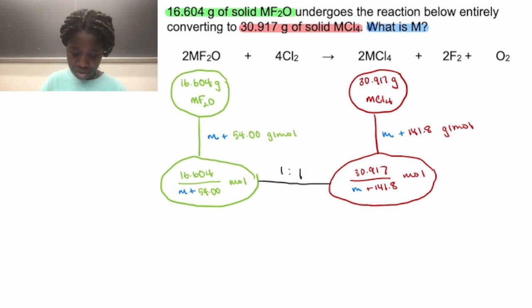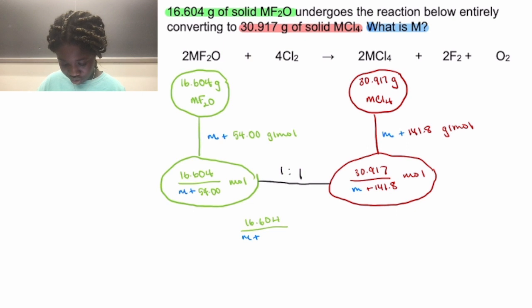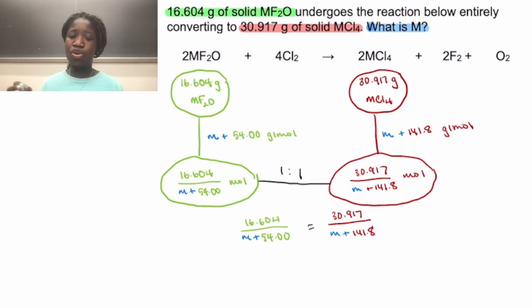So let me do that. I will write 16.604 over m plus 54, and this is equal to 30.917 over m plus 141.8. Now, these numbers are a little too difficult to do mental math, but we're going to apply the same concepts and principles.